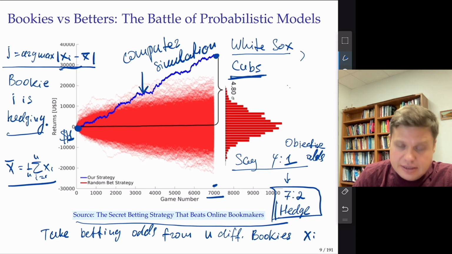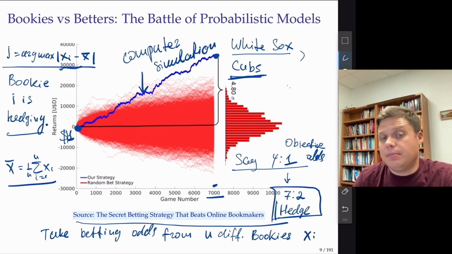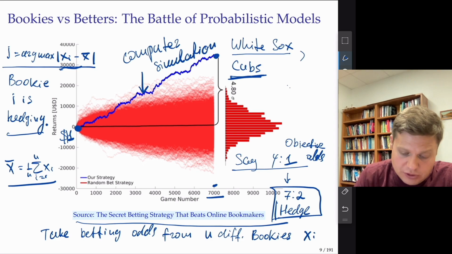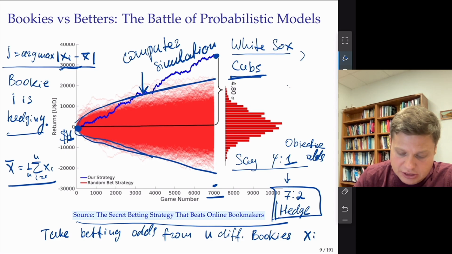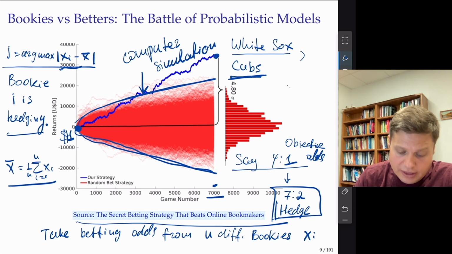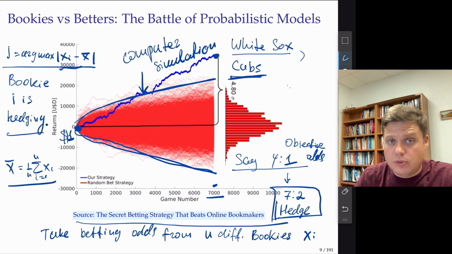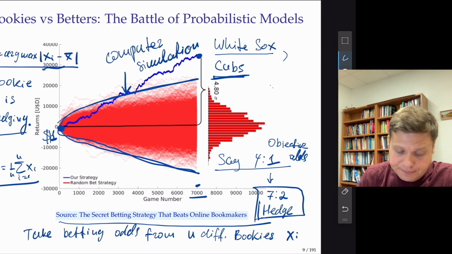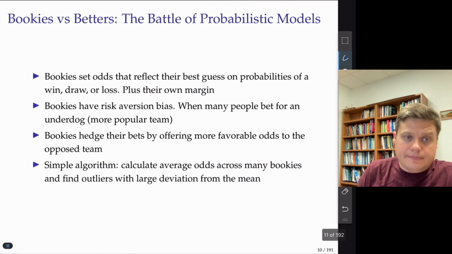And the red lines that you see is just random betting, meaning that you just flip a coin and you decide for which team to bet. And of course, in this case, you're going to be losing half of the times and you're going to be winning half of the times. So the result of this strategy is pretty clear and obvious. And it's also quite clear that this simple strategy that looks for hedging against the bookies is dominating.